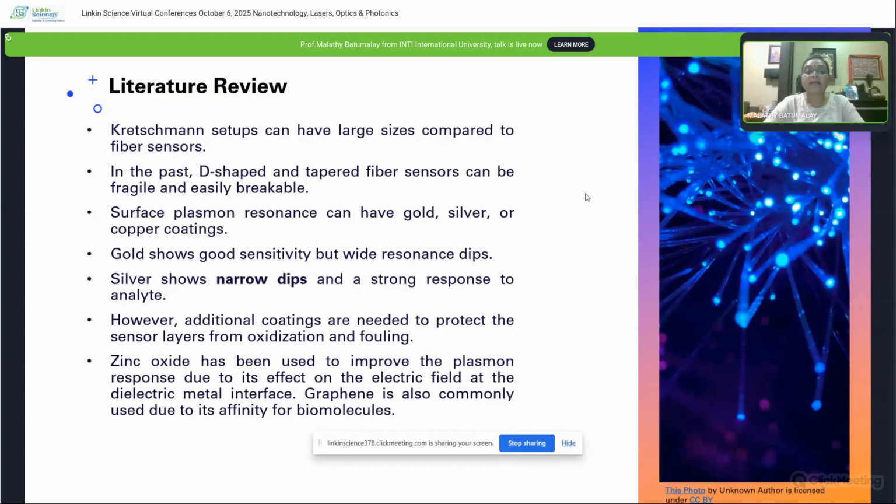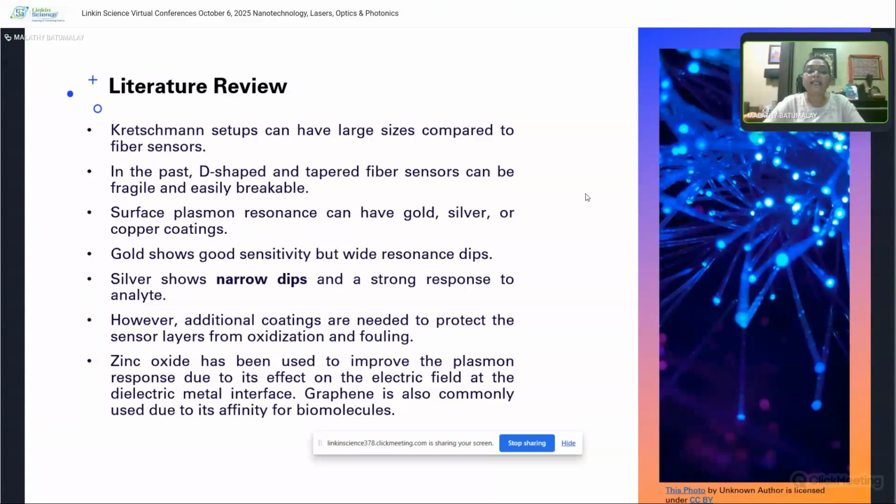strong response to the analyte. However, with the enhancement using additional coatings, it was needed to protect the sensor layer from oxidization, which means there are some problems that occur due to oxidization. Now, zinc oxide has helped to improve the plasmon response due to its effect on the electric field at the dielectric metal interface. At the same time, graphene is also commonly used due to its affinity for biomolecules.